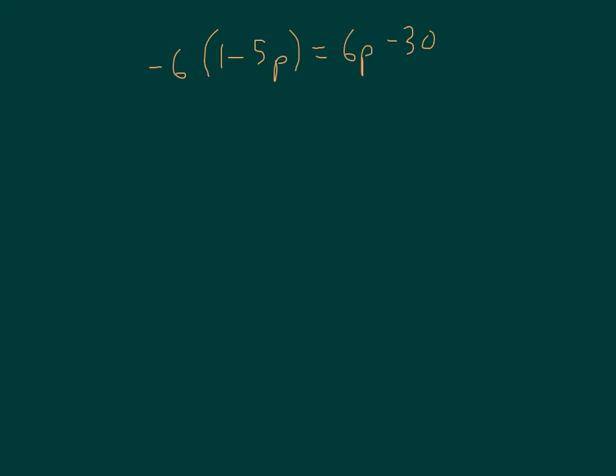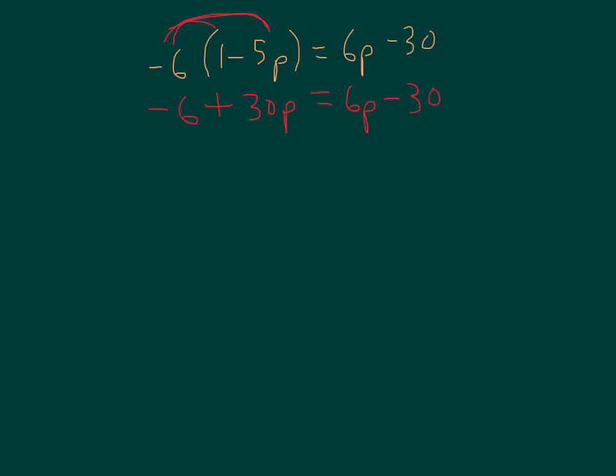First, I see some parentheses, so I'm going to distribute. Distributing a negative carefully. Negative 6 times 1 is negative 6, and a negative 6 times a negative 5p is a positive 30p. Equals, nothing happened on the right side, so I just bring everybody down, all the terms.